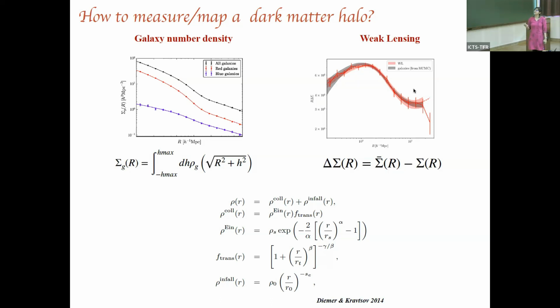Right, so typically we measure using the galaxy number density distribution or the lensing, and what we do is essentially measure the 2D projected galaxy distribution or the weak lensing signal and model it using the Diemer-Kravtsov profile, which is essentially a density profile that has an inner collapsed part, an infall part, and a transition part that captures this transition from the collapse to the infall through this F trans term.